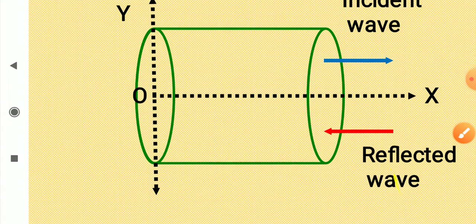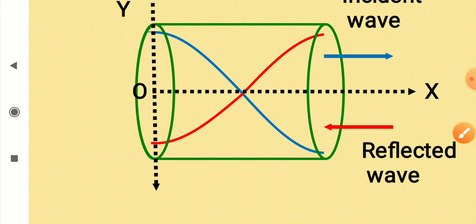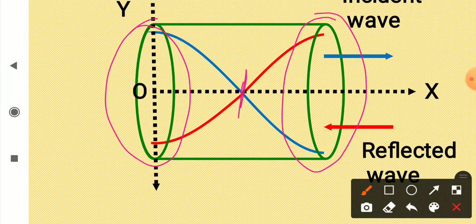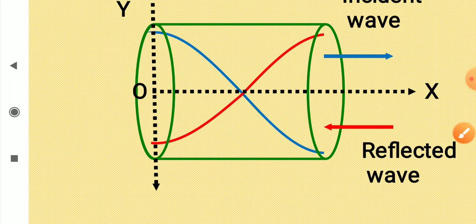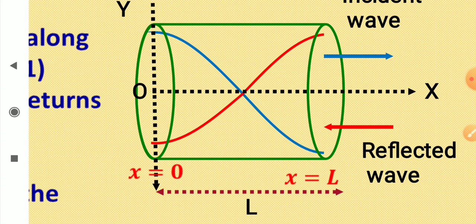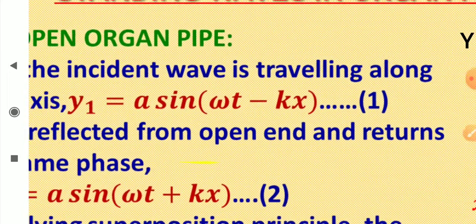So let's see what happens here. The open end will always have an antinode, and in between you will have a node. So you will get an antinode at x equal to 0 and an antinode at x equal to L, where L is the length of the pipe. So let's see the mathematical part.